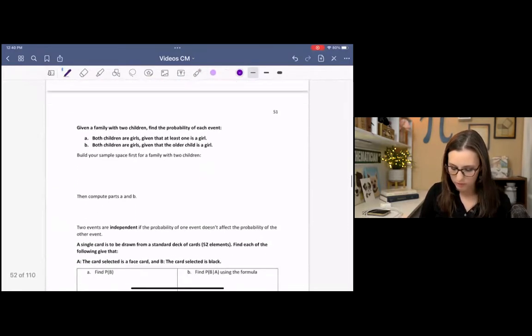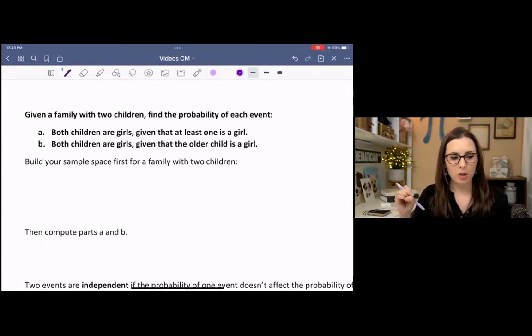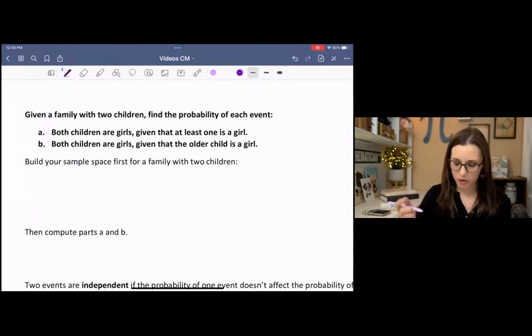Next page. Given a family with 2 children, find the probability of each event. So we're going to build a sample space for a family with 2 children. Since it's a 2-part task, we can do a table, a product table. You can do a tree diagram if you want to, but a product table is fine.